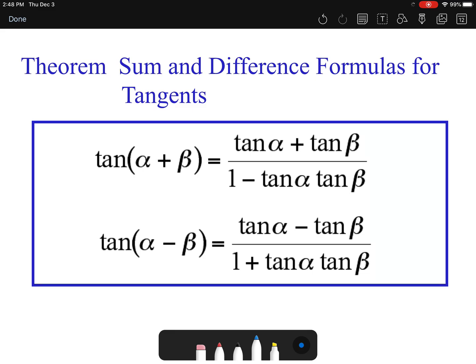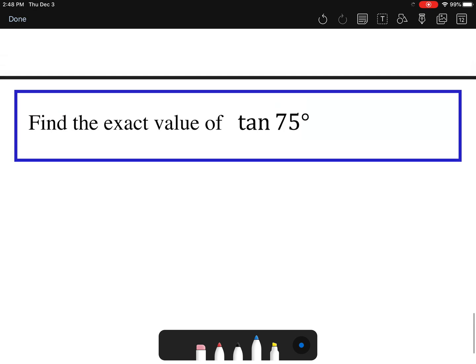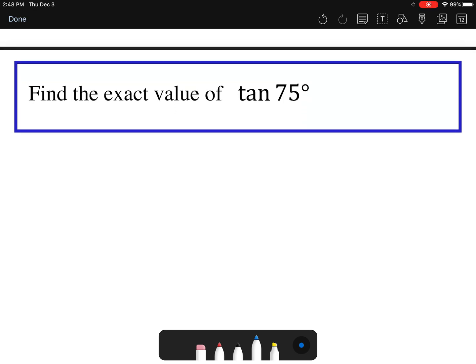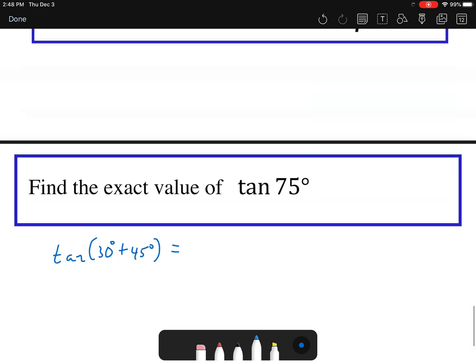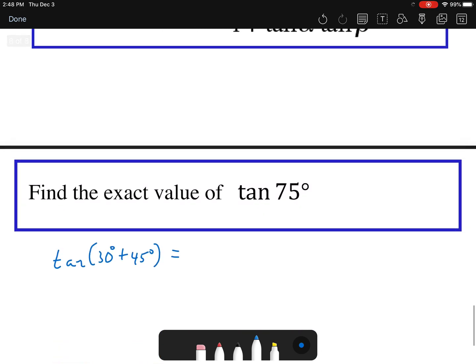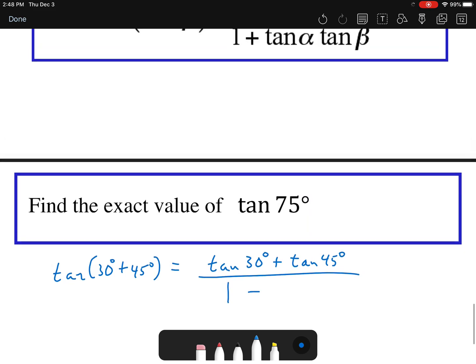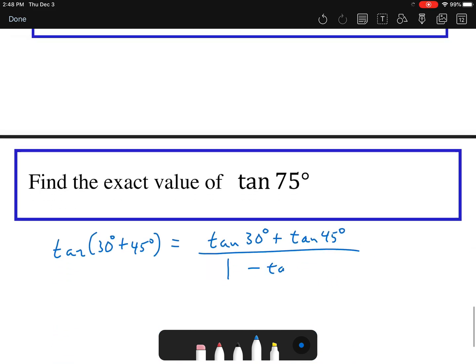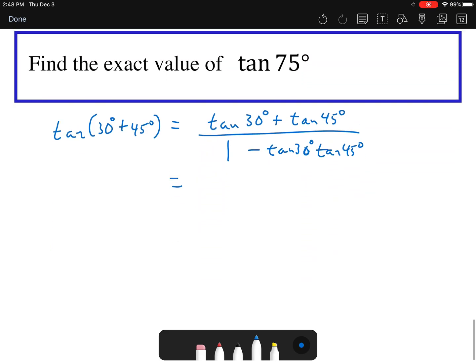Okay, how about some sum and difference formulas for tangents? Well, there are those two formulas right there. Let's do the tangent of 75. Okay, I think 30 plus 45 would give me 75. Now I don't have these memorized. So that's the tangent of alpha plus the tangent of beta over 1 minus, I believe it's minus, yep, tangent 30, tangent 45.